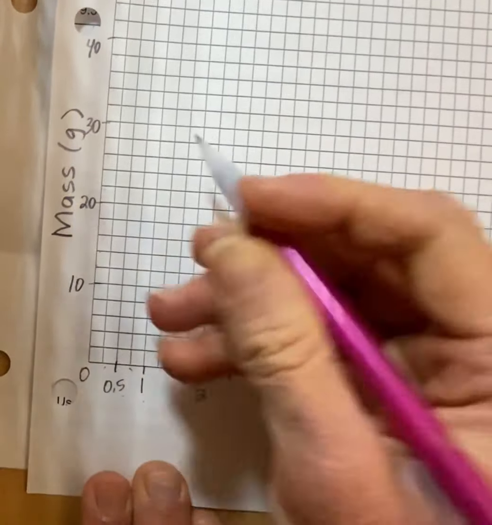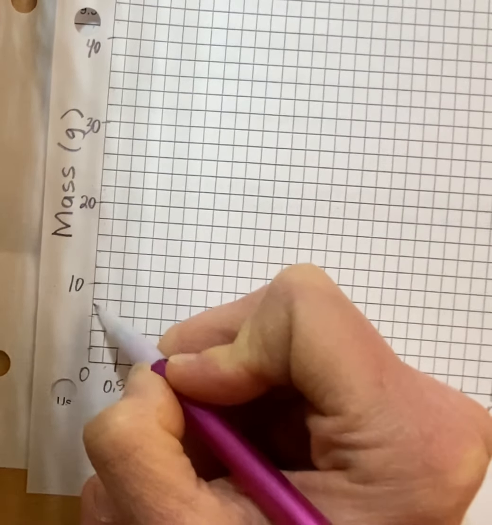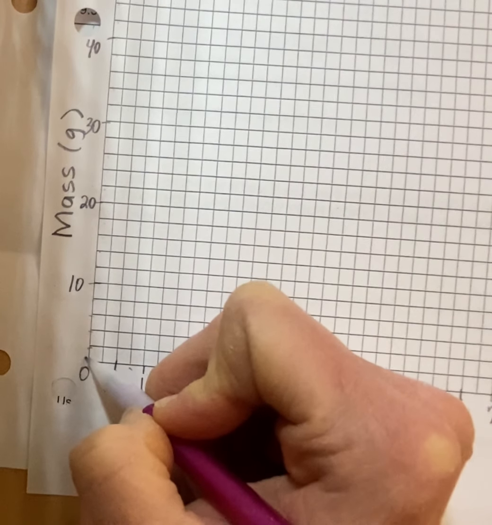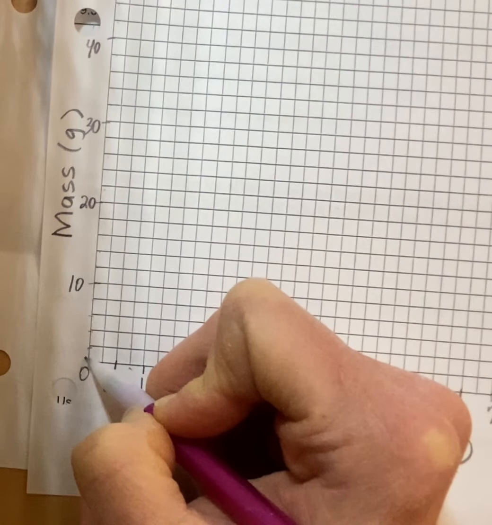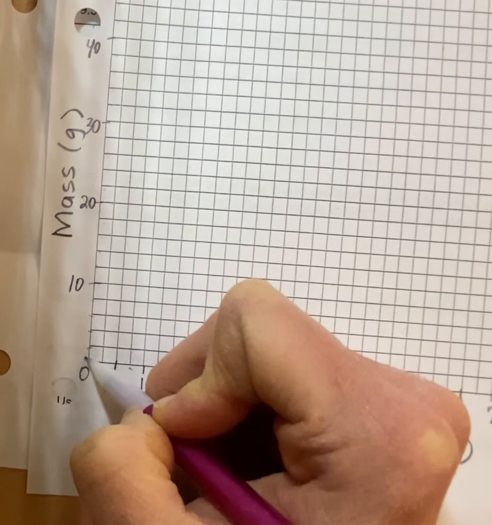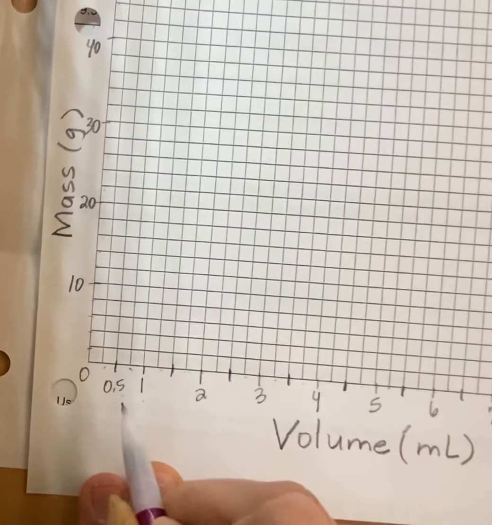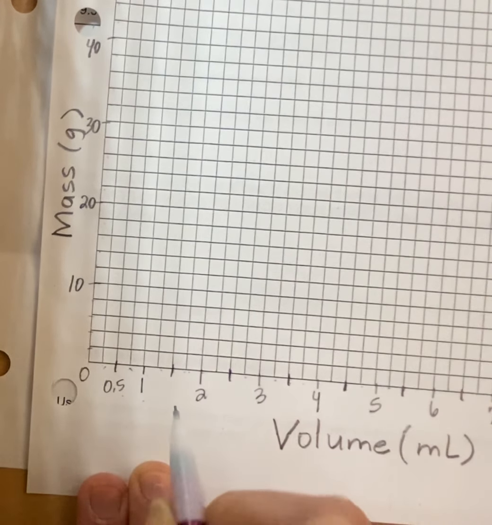Same thing goes for this one. I counted 0 and then went 2, 4, 6, 8, and 10, but I just didn't write down every single number. And again, that's just because it makes it look neater and not as crowded. But if it helps you to write down every single number, by all means do that. But I just wanted to point out that I still counted by 2s going up and I still counted by 0.25s going across, but I just didn't write down every single number.